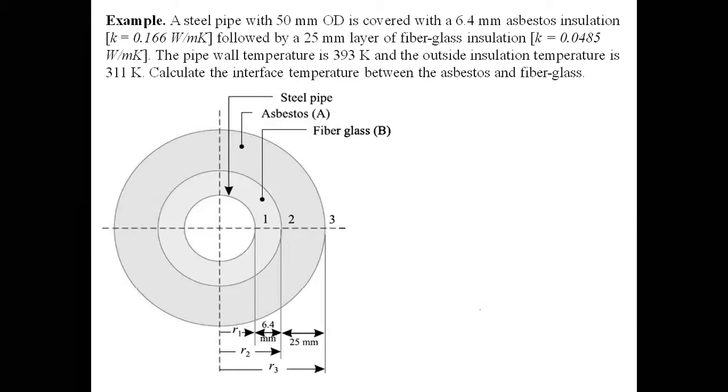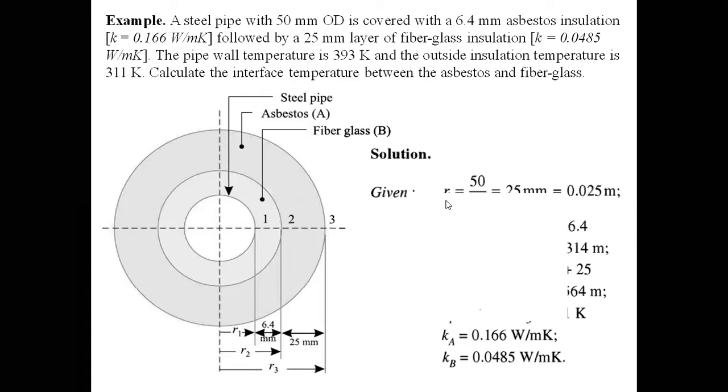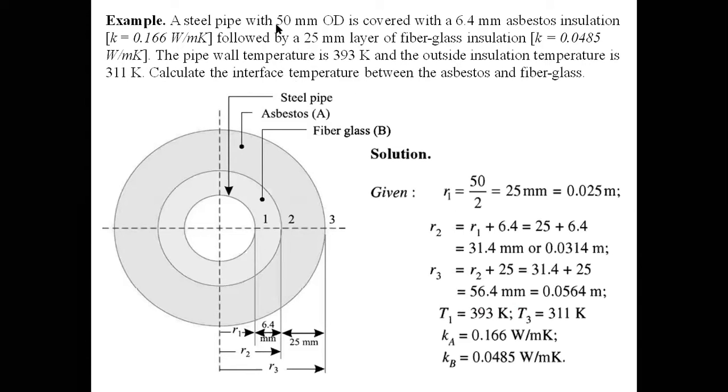Wait a minute, there is a mistake, did you notice? Here asbestos should be written, I will correct it later, and this fiberglass section will be this one. Okay, so now R1 equals diameter given, so this is 50 by 2, 25 mm. R2 equals R1 plus 6.4 mm asbestos, so this is 25 plus 6.4, and R3 equals R2 plus 25. T1 given, T3 given, Ka, Kb given.